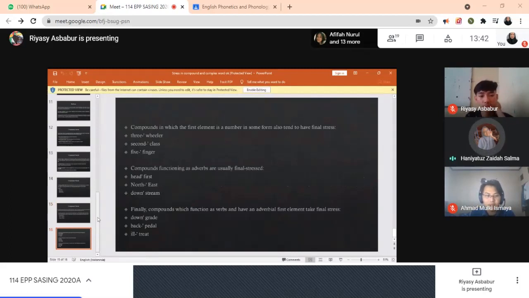Next slide, please. Okay, compounds in which the first element is a number in some form also tend to have final stress, like three-wheeler, second-class, and five-finger. Of course, compounds functioning as adverbs are usually finally stressed, such as head first, northeast, and downstream. And finally, compounds which function as verbs and have an adverbial first element take the final stress. For example, the words downgrade, backpedal, and ill-treat.